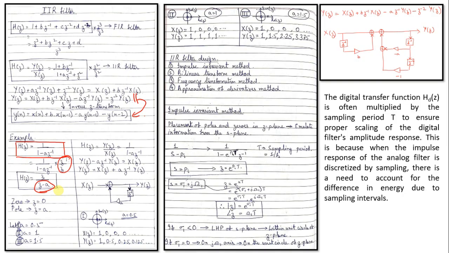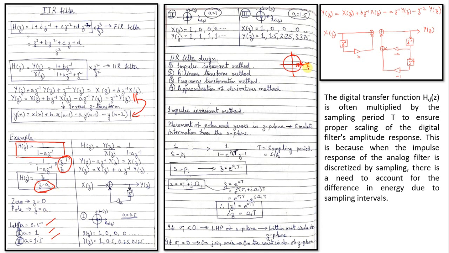Now what happens if we have a equals 0.5, a equals 1, a equals 1.5? If you look into the pole zero plot, if I draw it separately, if a is equal to 0.5, it should be here. So it is stable. If a equals 1, it should be on the unit circle, and if a is equal to 1.5, it should be outside the unit circle.